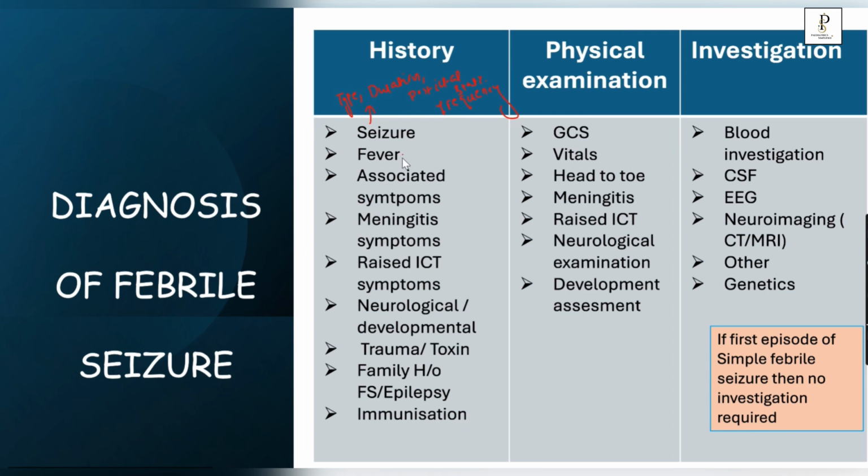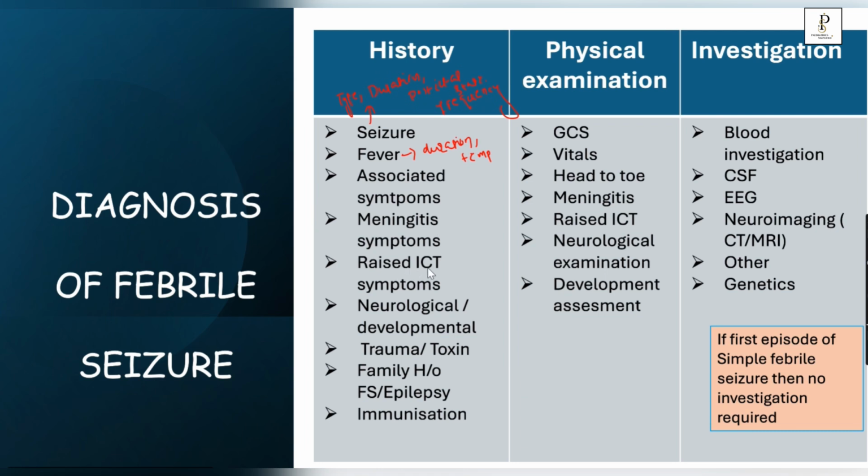Then in fever, you need to ask about duration and frequency and temperature. In associated symptoms, ask if there is any cough, cold, loose motion, vomiting, pain abdomen, burning micturition, or ear discharge. In meningitis symptoms, ask about any photophobia, neck stiffness, headache, or altered sensorium. These are the symptoms of meningitis.